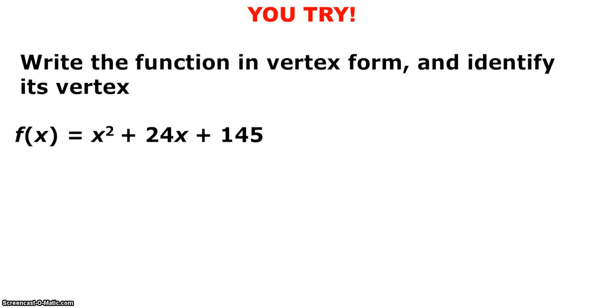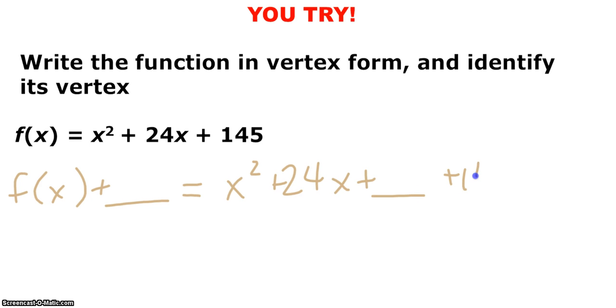Alright, so let's do another example. I know this is called a you-try problem, but we'll work it together. There's a 1 out front, so I don't have to worry about factoring anything out. So f of x plus blank equals x squared plus 24x plus blank plus 145. So again, the 1 in front of x squared means that I don't have to worry about pulling out a GCF. Okay? So 24 divided by 2, and then square that is going to give me 144. So add that to both sides.